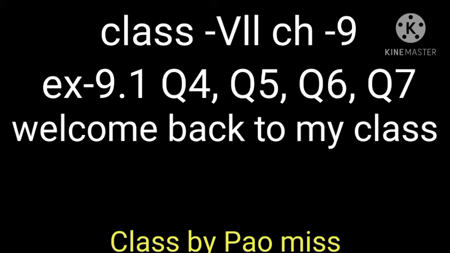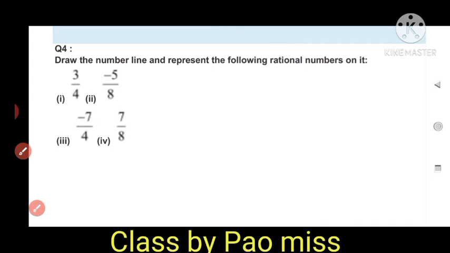Today in this video I will cover class 7 maths chapter number 9, exercise 9.1, question number 4. Till question number 3 we have completed, isn't it? So here we will start from question number 4. Draw the number line. We have to draw a number line and represent the following rational numbers on it.